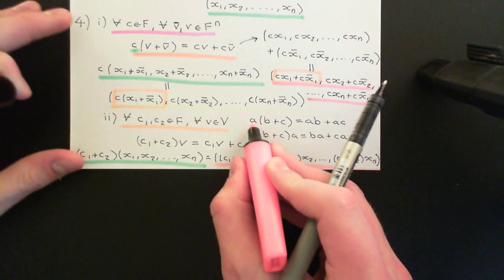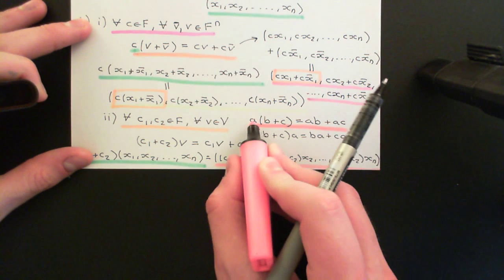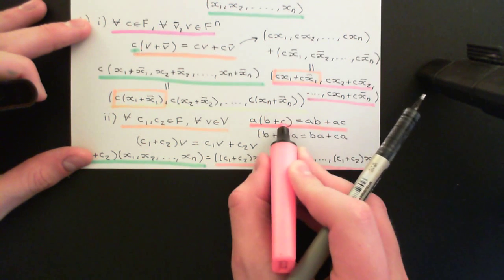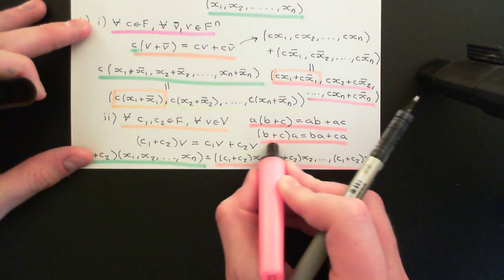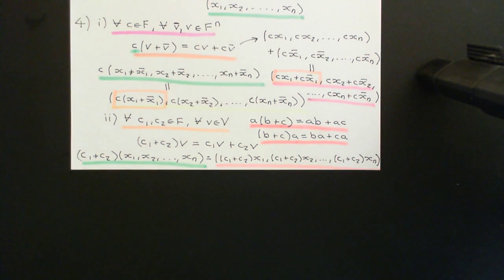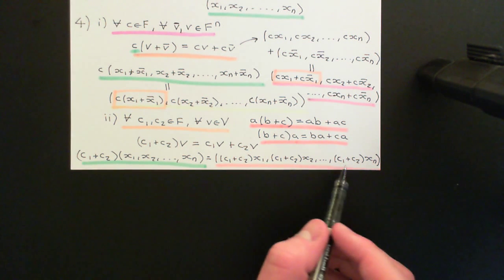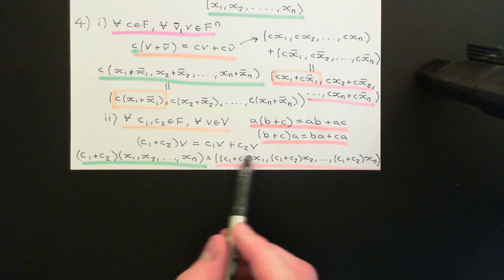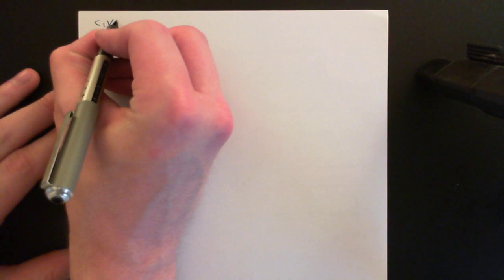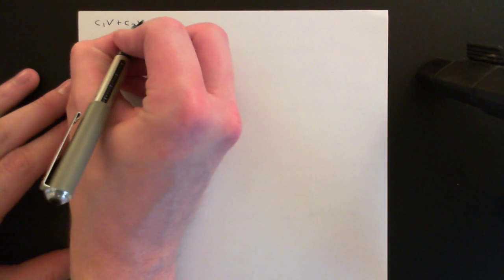Okay, so the fact that left distributivity is true, when the multiplication is on the left of the addition, and commutativity is true, implies that right distributivity is also true, when the thing that you're multiplying is on the right. So you can expand all of these basically using right distributivity, and that's actually going to turn it into what this thing is. So let's go over the page and consider what C1 times V plus C2 times V is.